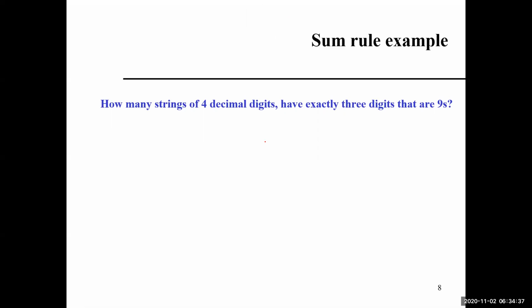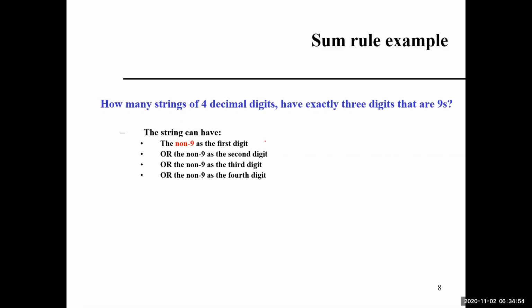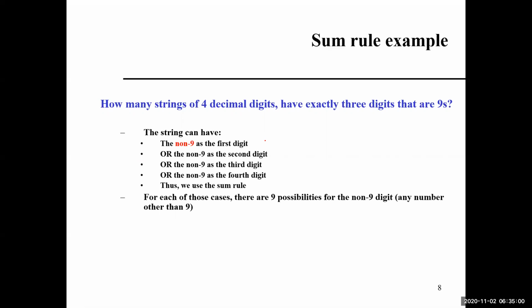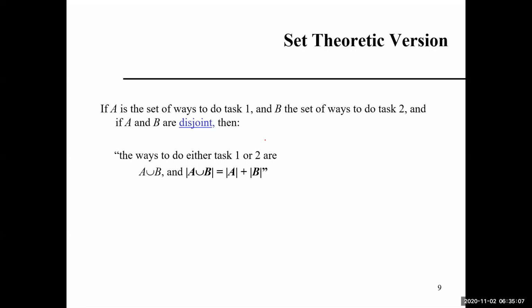Let's go to the next example for the sum rule. How many strings of 4 decimal digits have exactly 3 digits that are 9? So a string can have the non-9 as the first digit, or as the second digit, or as the third digit, or as the fourth digit. Thus, using the sum rule, for each of those cases there are 9 possibilities for the non-9 digit. So 9 plus 9 plus 9 plus 9, so there are 36 strings.